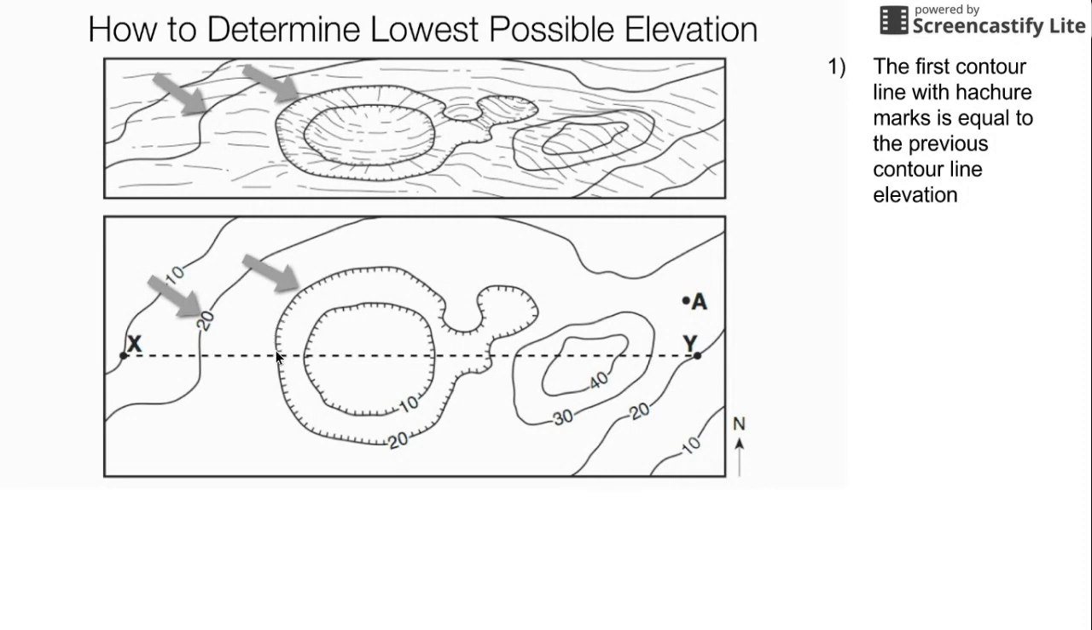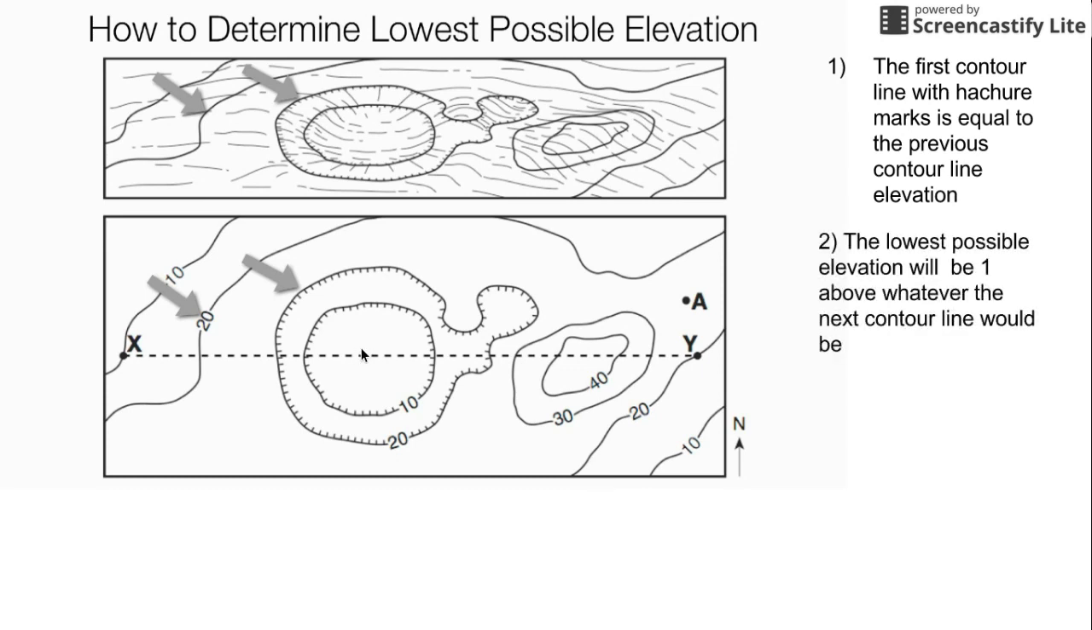And the next line we hit has hachure marks. So we go from a 20-foot contour line to another 20-foot contour line with hachure marks. This line right here with hachure marks has the same value as the contour line before it. So now that we hit this line with hachure marks, we're going to be going down in elevation from 20 to 10 to the lowest point in this depression here.